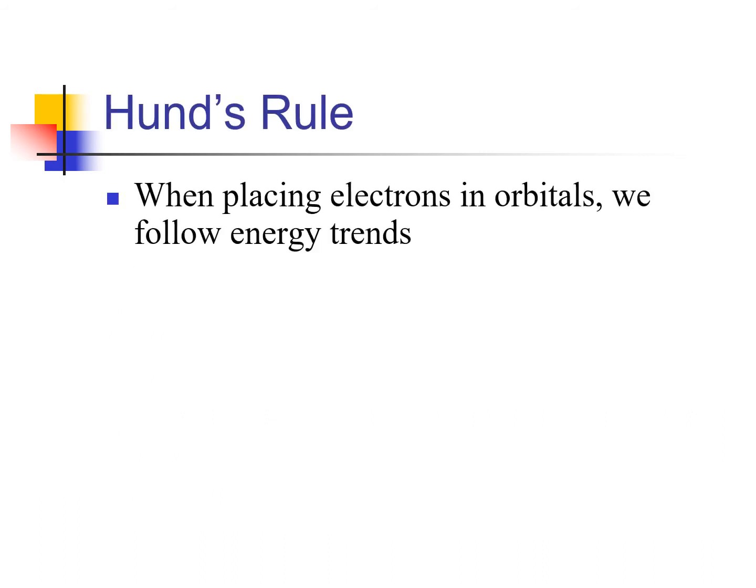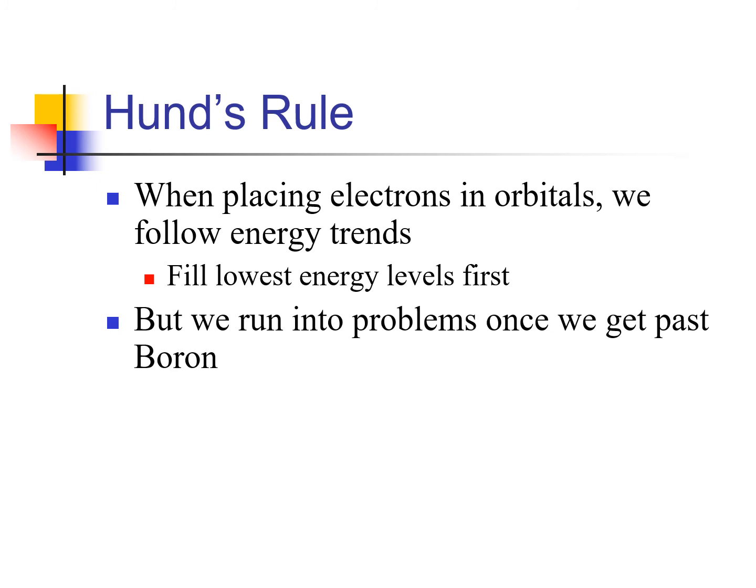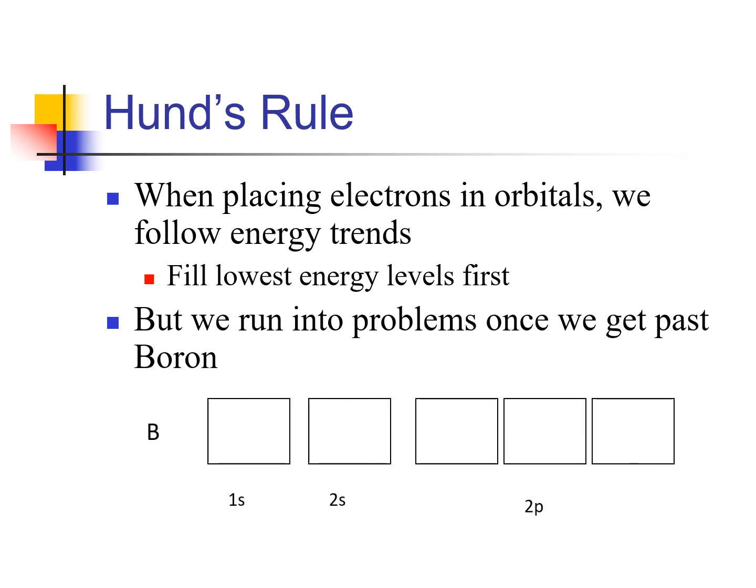So this leads us to Hund's rule. When placing electrons in orbitals, we follow energy trends. We have to fill the lowest energy levels first. But we run into problems once we get past boron. So boron has 5 electrons, so we would put 1 into 1s, a second 1 into 1s, opposite spins, that's the rule. 2 electrons, 3 electrons, there we go.